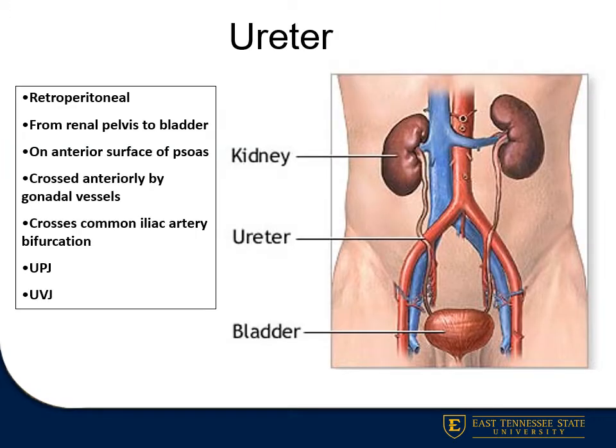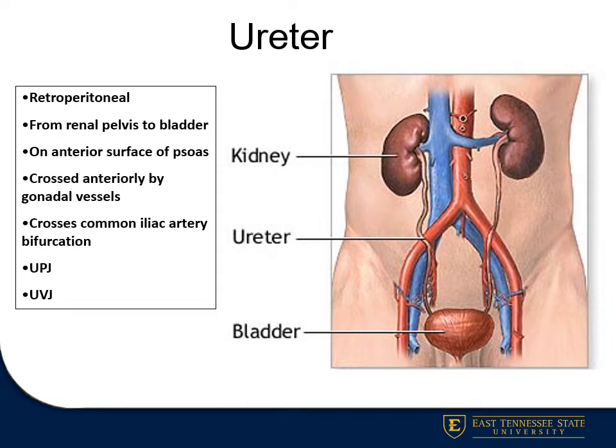Now we'll move on from the kidney to the ureter. Again, the ureter is retroperitoneal. It descends on the anterior surface of the psoas muscle. The gonadal vessels, or the testicular artery and vein, or the ovarian artery and vein, cross the ureter anteriorly. And on its course, as the ureter continues down, it crosses the bifurcation of the common iliacs.